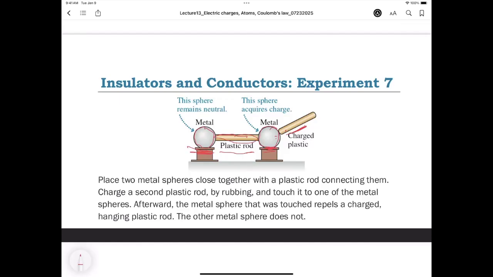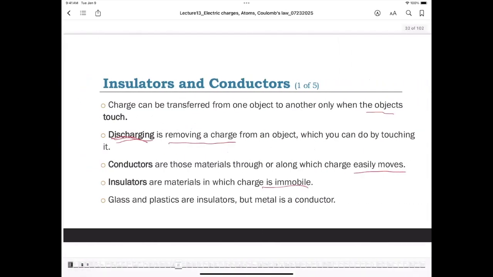Just by touching, it will not be charged. If you want to charge this plastic rod, you need to rub it. If this one is not charged, then this one obviously will not be charged, because this plastic rod is an insulator. Does that make sense to you? Okay, this is the insulator.